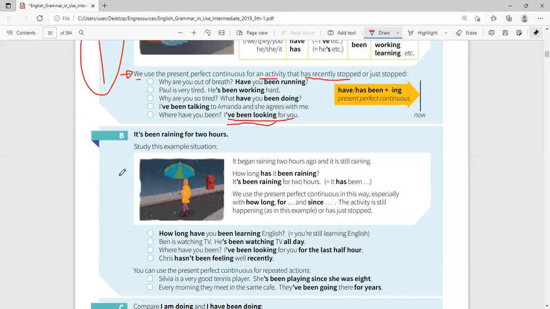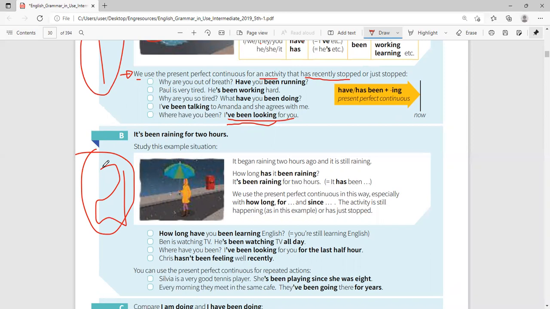And then we have the other option. This other option shows that the action started some time ago. I don't know when. Could be 2 weeks ago, could be 1 year ago. I don't know, whatever time you're talking about. But the thing is, the action is still going on up to now.